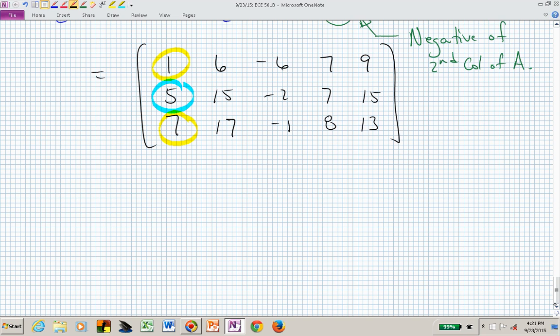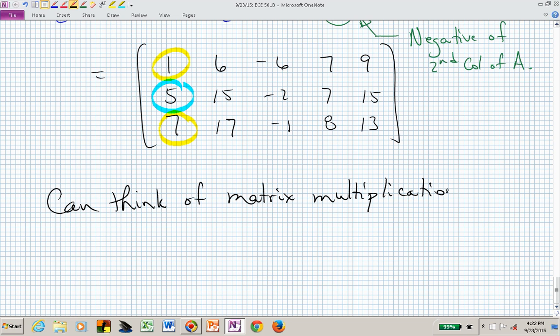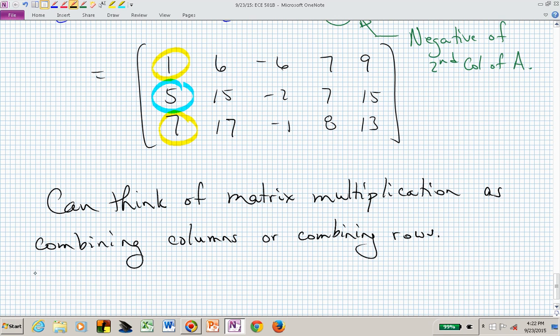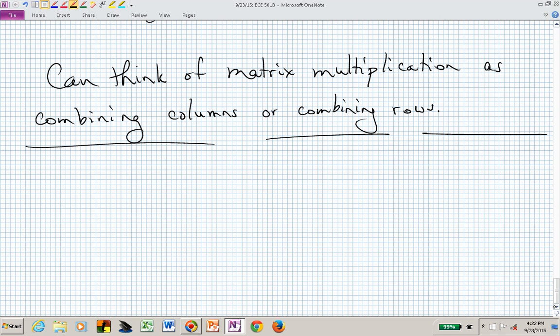And that's what I wanted to cover relative to matrix multiplication. You can think of matrix multiplication as combining columns or combining rows, depending on how you want to put those together.